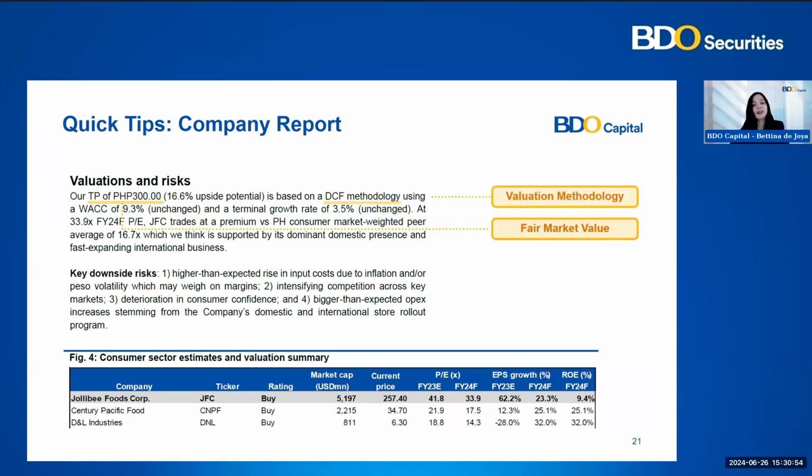It also explains what specific valuation method was used in arriving at this price, and even indicates the assumptions, such as the weighted average cost of capital and terminal growth rate. These are assumptions that go into the DCF analysis. Of course, it also includes company-specific risks. These are things that you have to watch out for that might impact the fair market value estimate of the analyst.